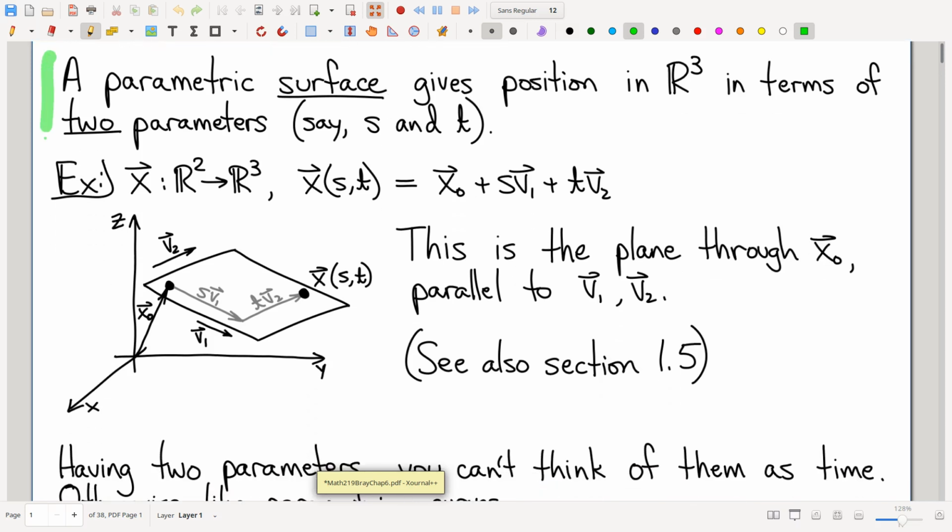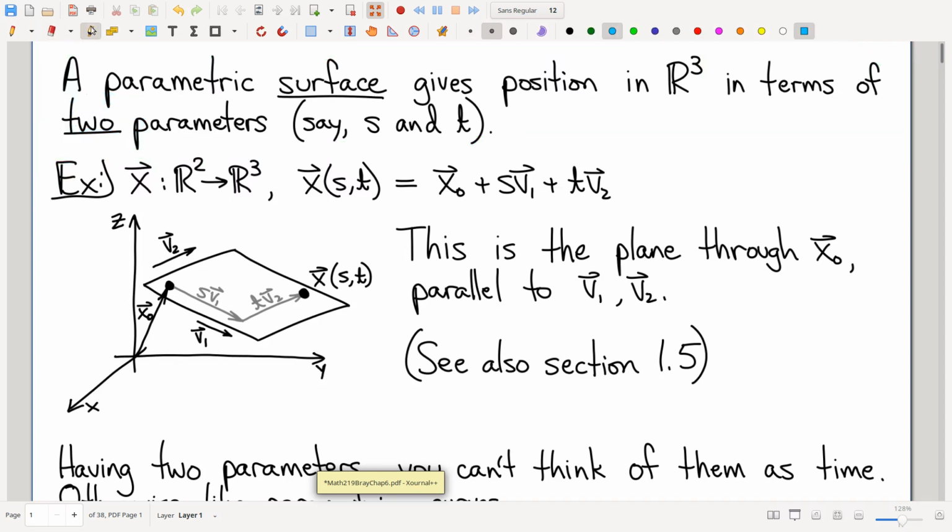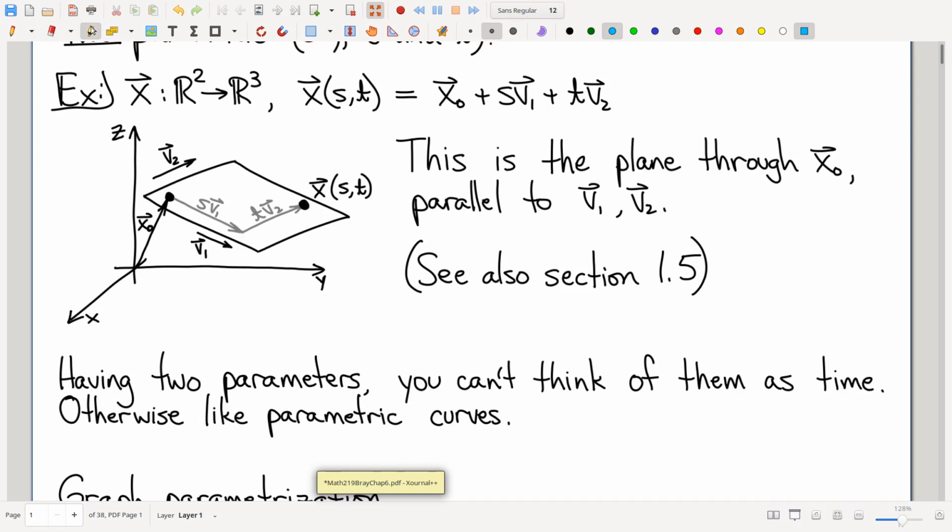The good news, it is totally analogous to a parametric curve. A parametric surface is positioned as a function of two parameters, compared to a parametric curve, which is positioned in terms of one parameter. Right, so it's a really natural extension of the same idea. Okay. Here's an example we've already seen. You can go back to section 1.5. In fact, I think there was a homework exercise, if I remember correctly, that talked about this.